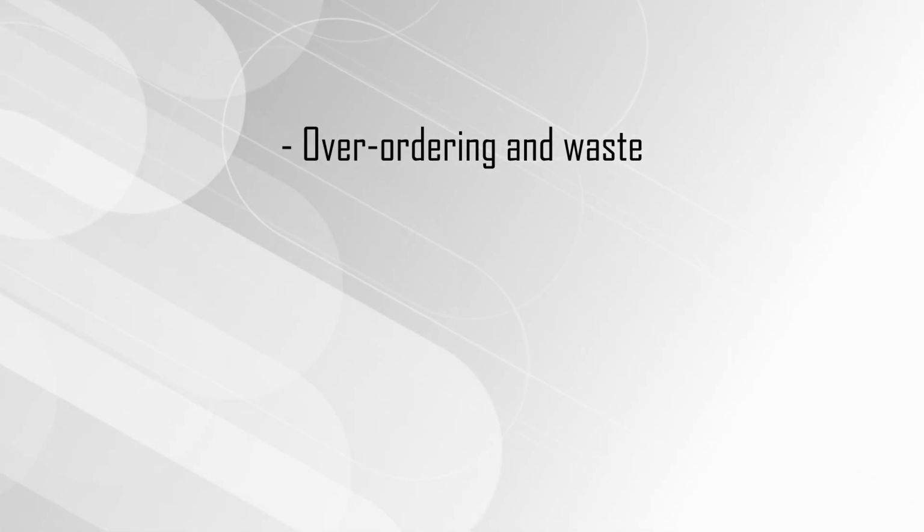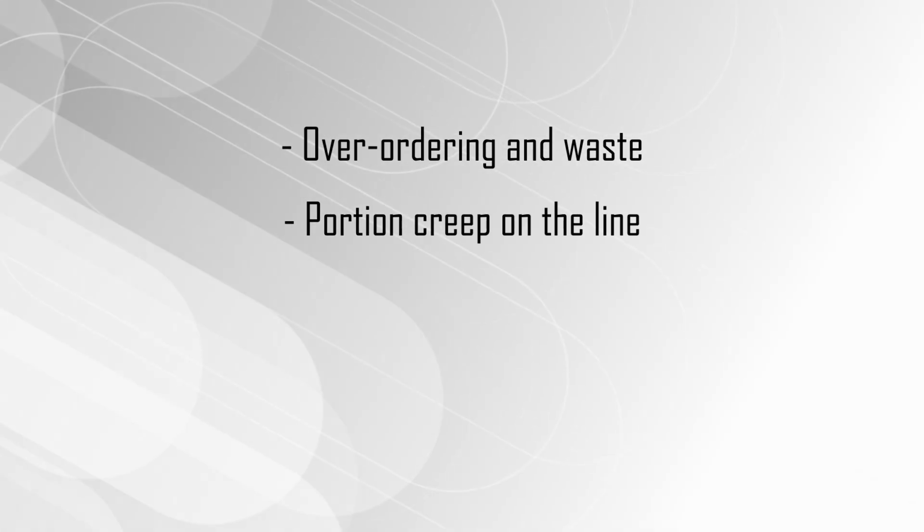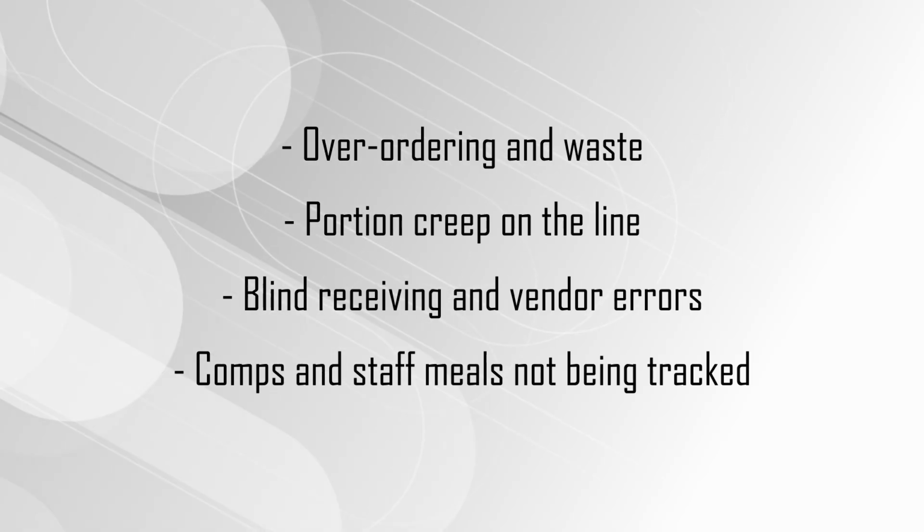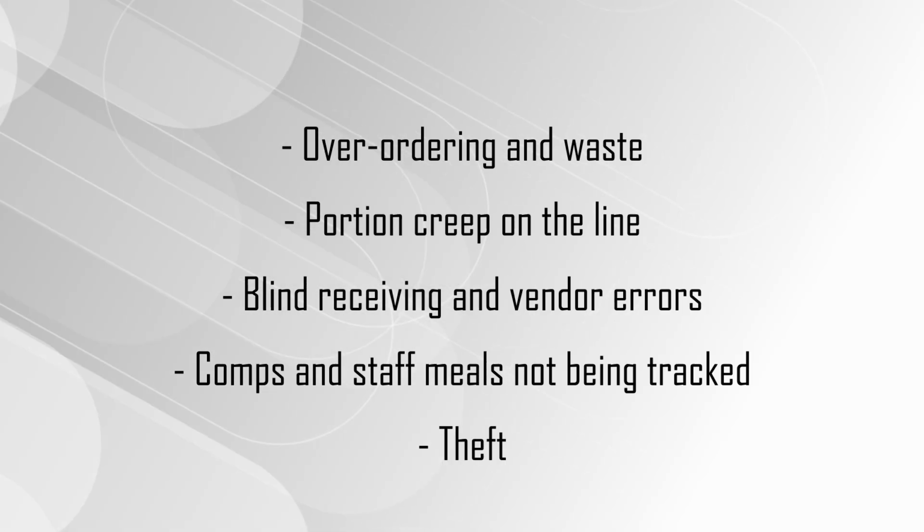If your item level math says you should be running at 28%, but your actuals say you're running at 34%, that 6% difference isn't a mystery. It's just behavior. Overordering and waste, portion creep on the line, blind receiving and vendor errors, comps and staff meals not being tracked appropriately, product walking out the back door. This is why the last video matters.